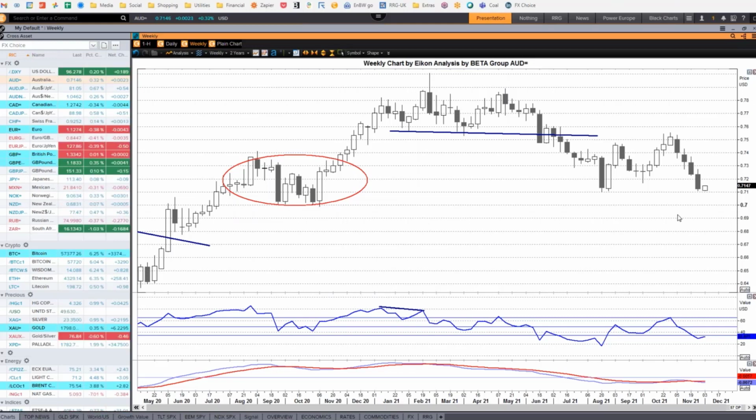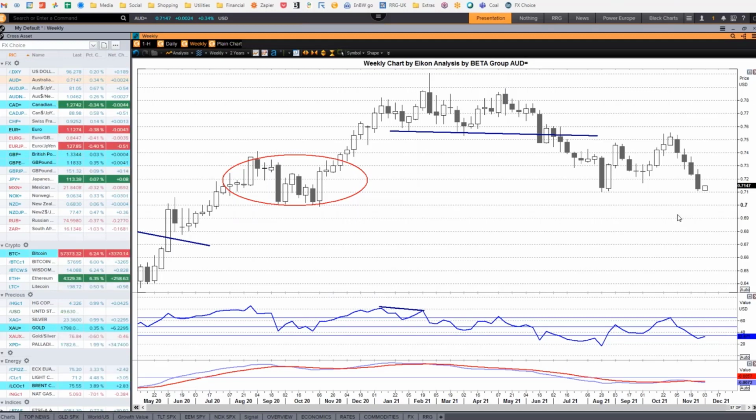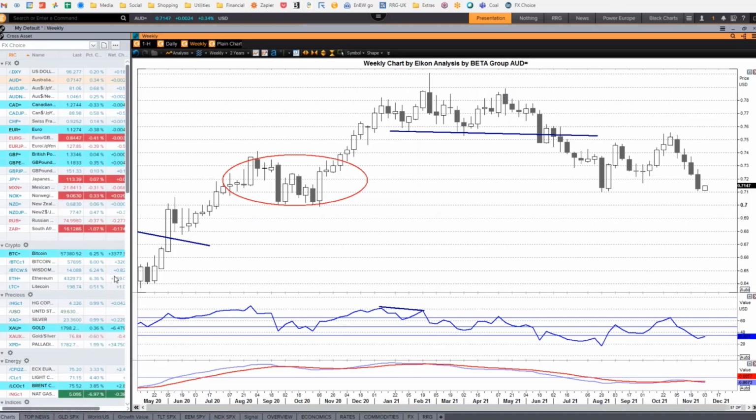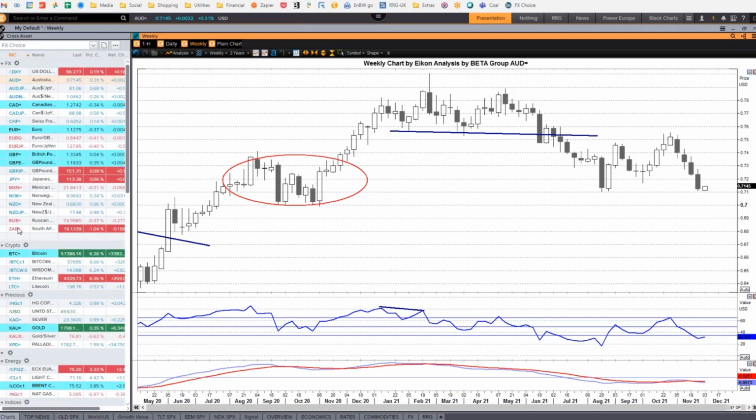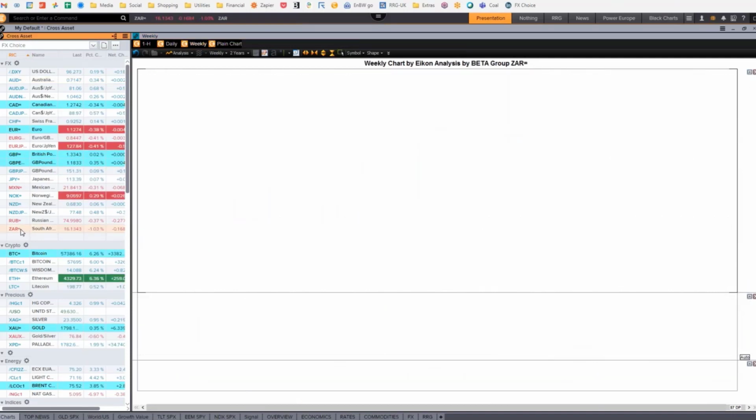So, like cable, it's come back to a good support level. I wouldn't really want to sell this one here. This wouldn't be my choice, although I think the dollar's going up. But where's the best place? Well, we said it last week, isn't it? We've seen it. It's the emerging markets. They've got freedom to move on the downside.